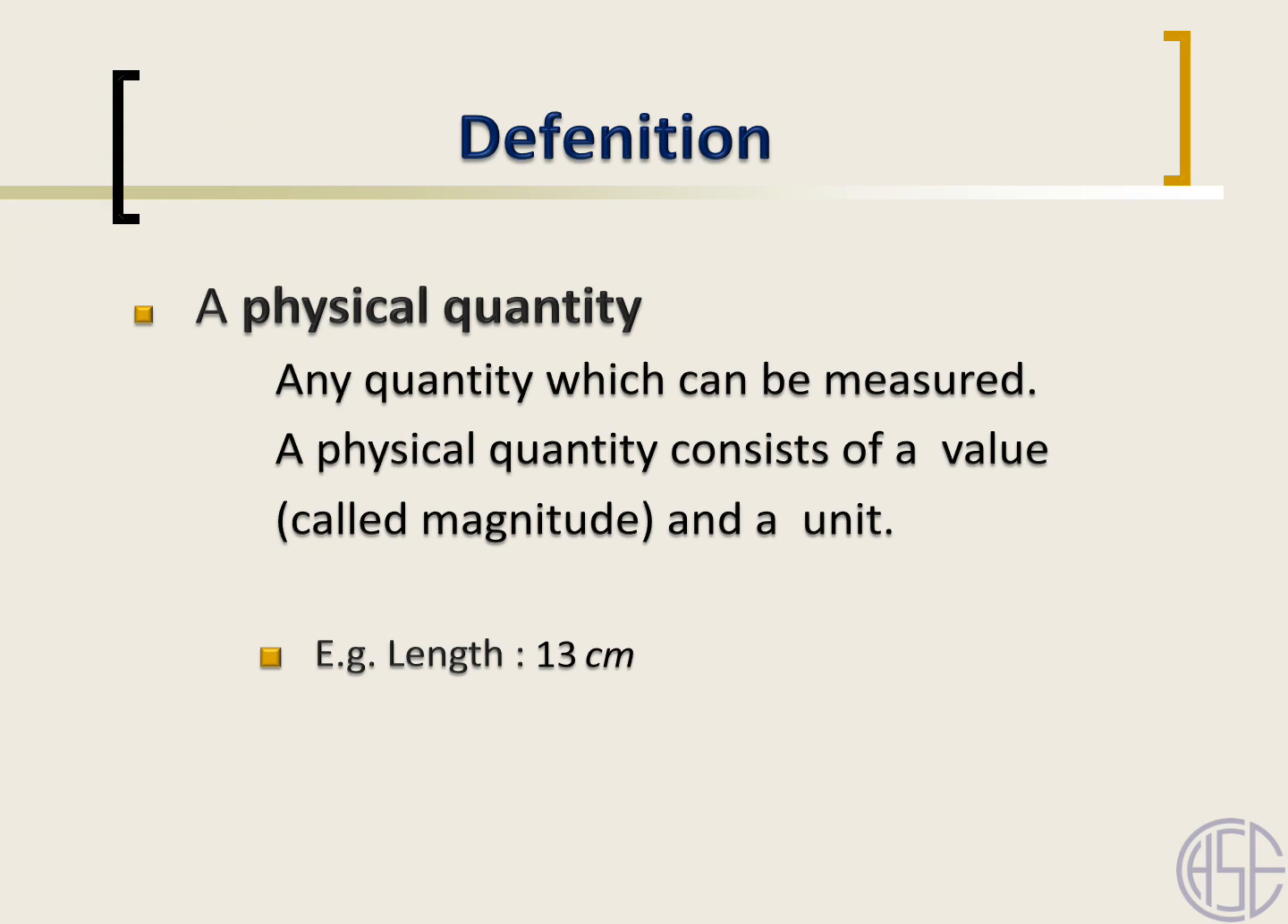In everyday life, we will come across many types of quantities. Some of them are measurable, some of them are not measurable. All the measurable ones are called physical quantities. Every physical quantity should contain a unit. Without a unit, there is no meaning in a physical quantity.